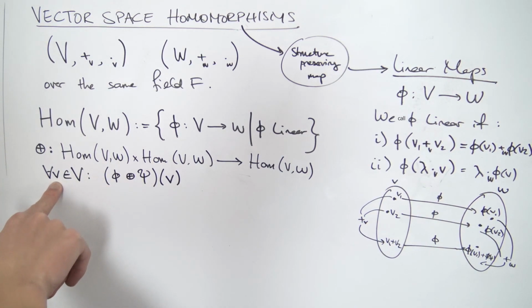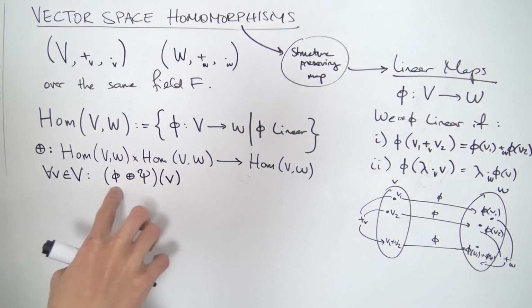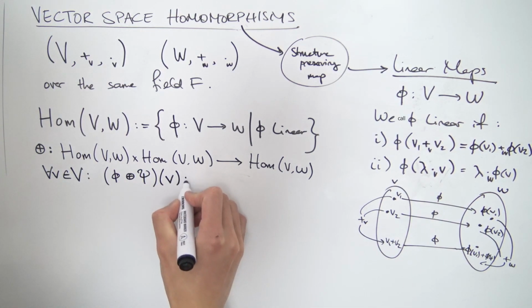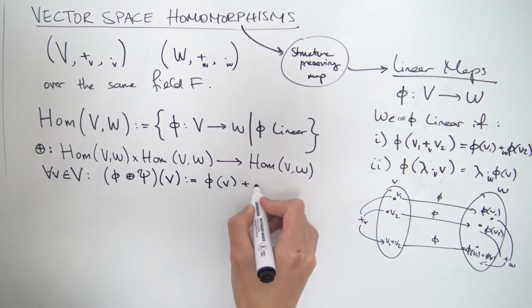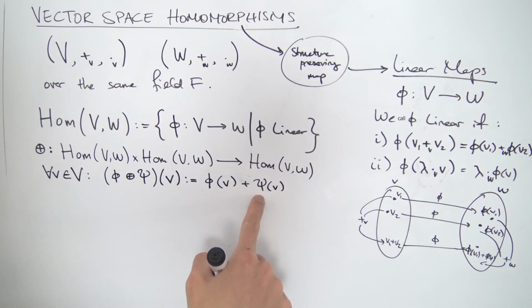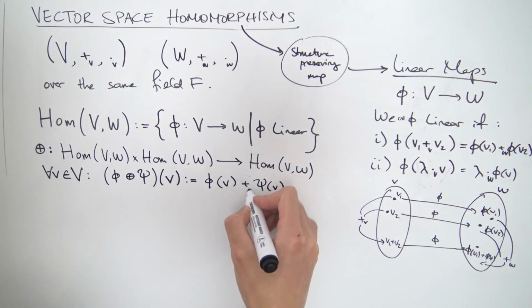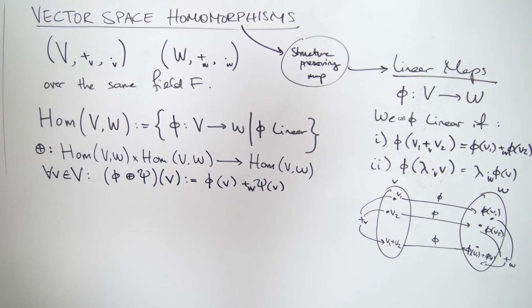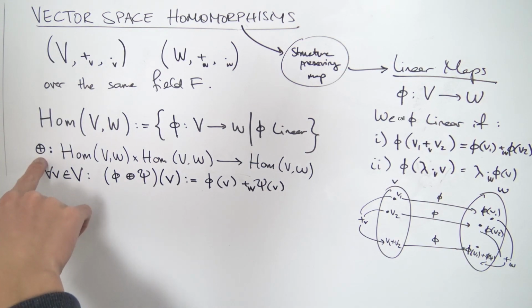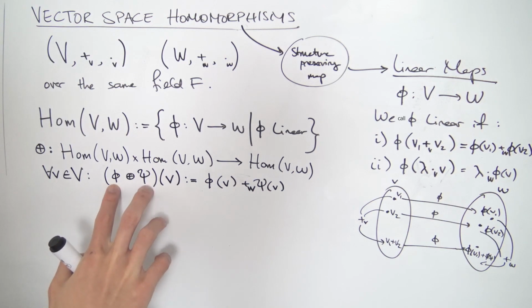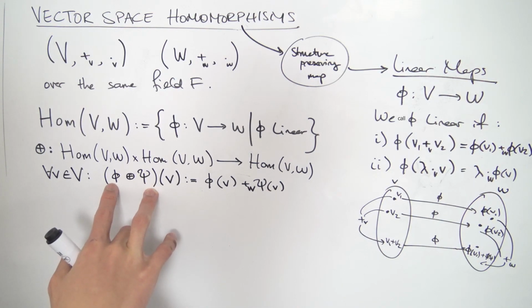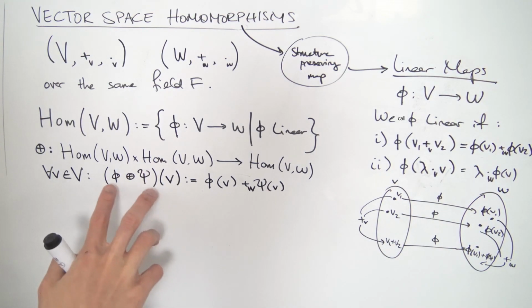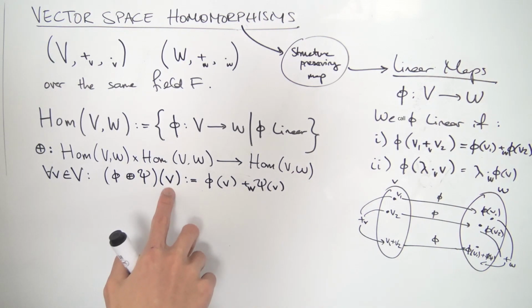So you pick any element in V, you act on it with this map phi circle plus psi over here, and you define this to be equal to phi(v) plus psi(v). So phi and psi, those are maps from V to W. So phi(v), psi(v), those are actually elements in W. So this is actually the addition of W over here. So this is how we're going to define our circle plus. We take two linear maps, phi and psi, and what happens if we add them together? Well, we get this new map, which we call phi circle plus psi. And this is a map over here. Again, it should be a map from V to W, so we let it act on a v.